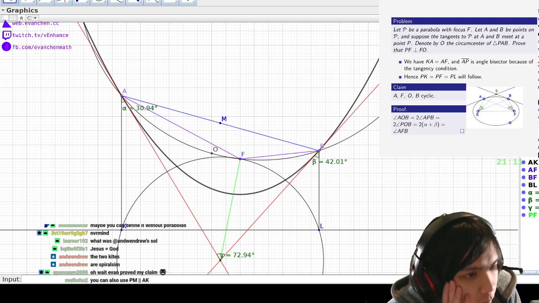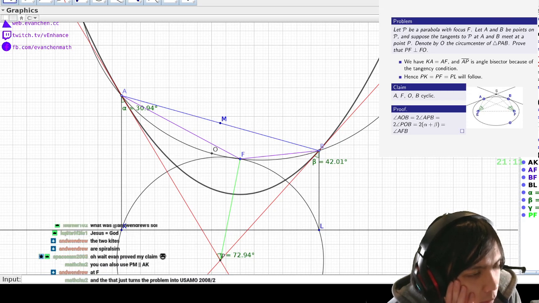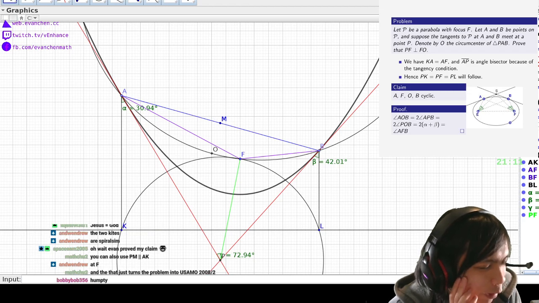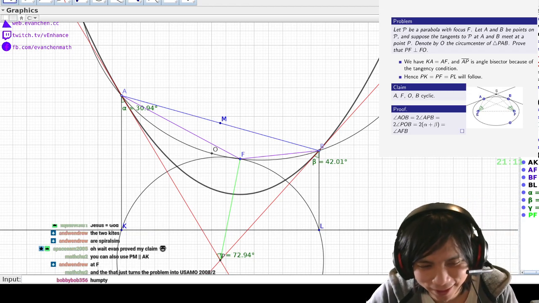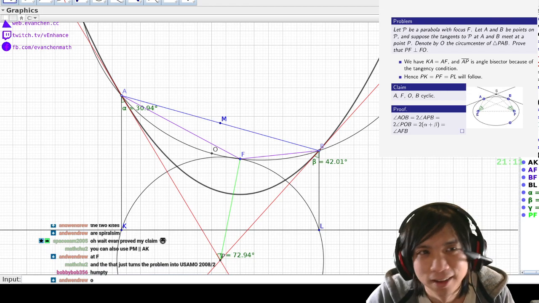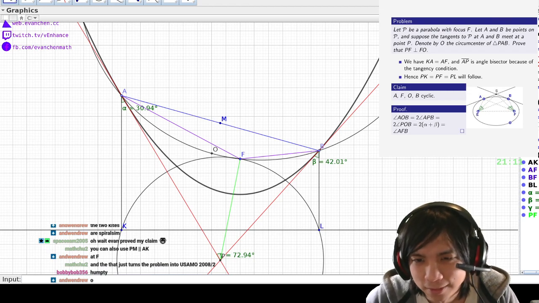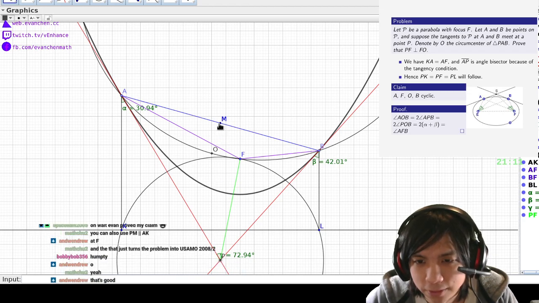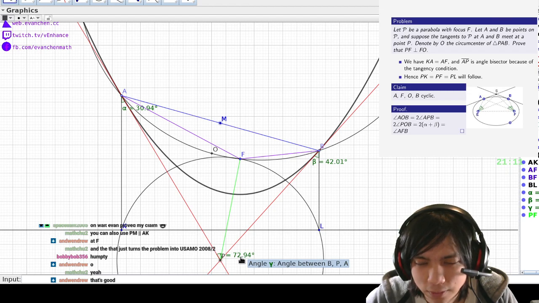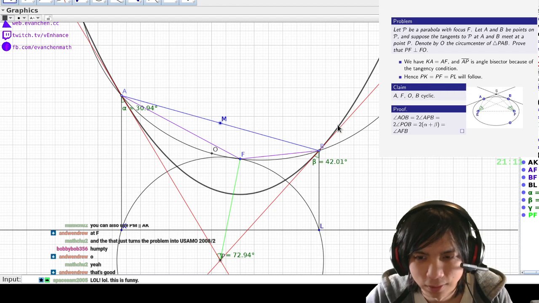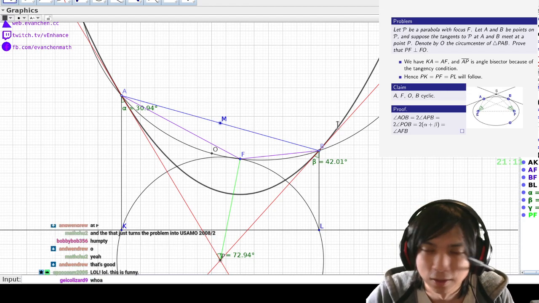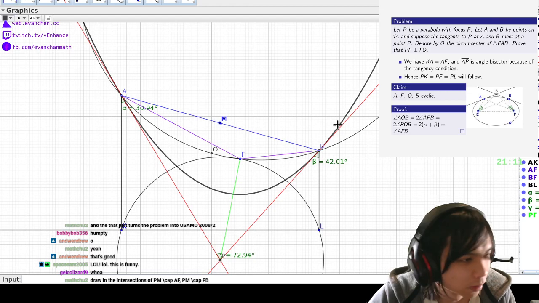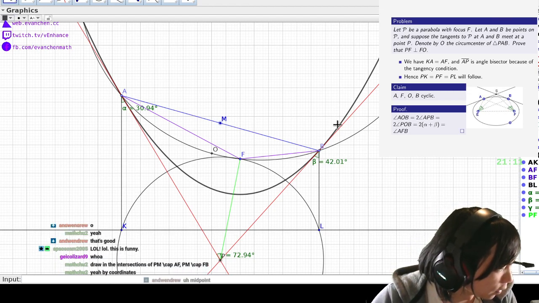You use PM parallel to AK. Oh. And this, wait, that turns the problem into useful, doesn't it? Seriously? Is there a reason why PM is parallel? Is that obvious? PM intersect AF.